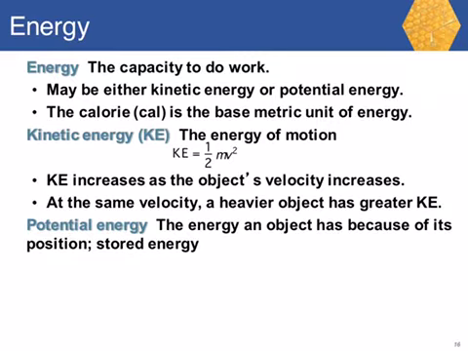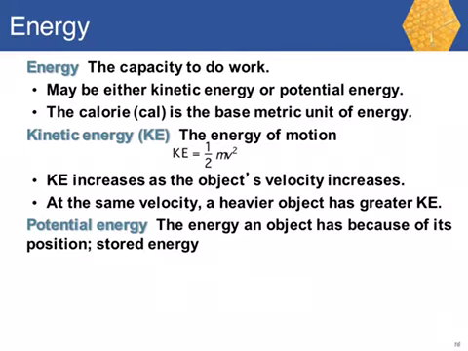So a book sitting on a desk, that book has potential energy. Whereas kinetic energy is energy in motion. And as the object's velocity increases, the kinetic energy of that object also increases. So there's a direct relationship. At the same velocity, a heavier object is going to have a greater kinetic energy, and that's because the formula is equal to 1/2 mv squared, where m is mass. So the heavier the mass, you're increasing your kinetic energy, and then the v is your velocity.